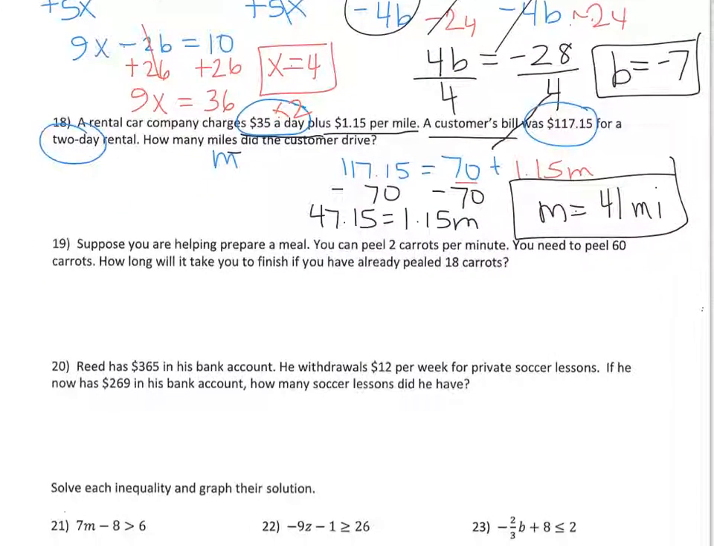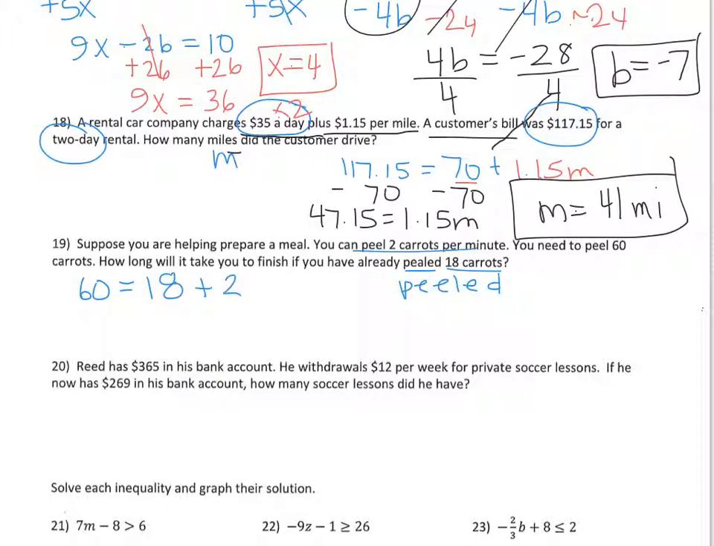Okay, suppose you are helping prepare a meal. You can peel 2 carrots per minute. So this is kind of your rate. You need 60 carrots. How long will it take you if you already have peeled 18 carrots? Peeled is P-E-E-L-E-D. Okay, so if you've already peeled 18 carrots, you already started with 18. You want 60, but you start with 18, and you add 2 carrots per minute.